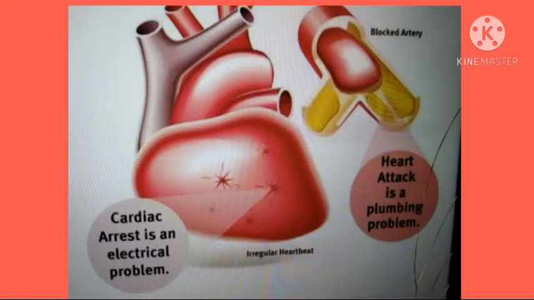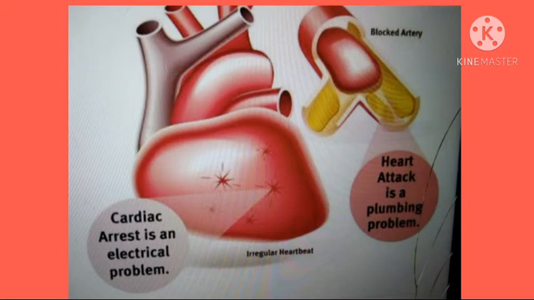And the fourth condition is cardiac arrest. A cardiac arrest occurs when the heart suddenly stops pumping blood around the body. Someone who is having a cardiac arrest will suddenly lose consciousness and will stop breathing or have abnormal breathing. Some people may have chest pain, shortness of breath or nausea before a cardiac arrest occurs. If not treated within minutes, it usually results in death.